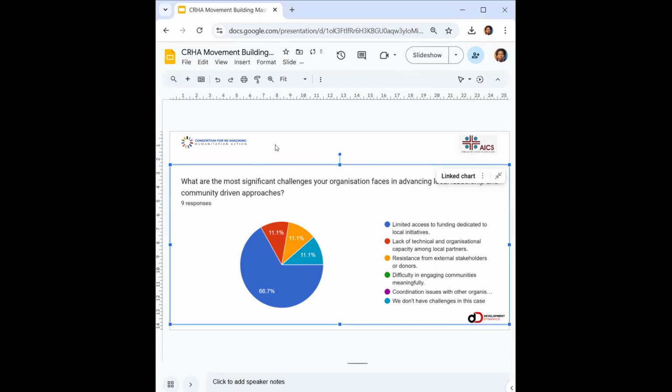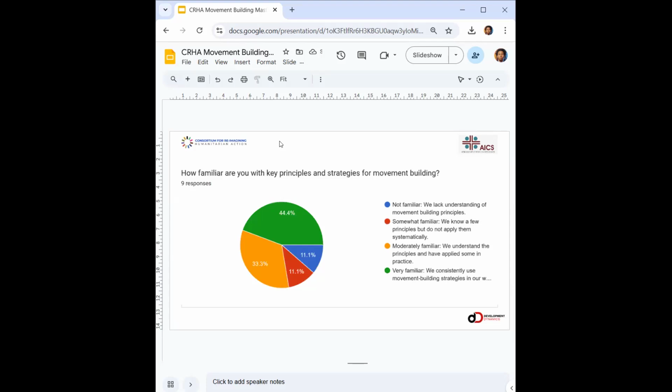Then we had the question around familiarity with the key principles of movement building. And here we were seeing that 44% of us were very familiar, 33% were moderately familiar, 11% were somewhat familiar, and another 11% were not familiar.